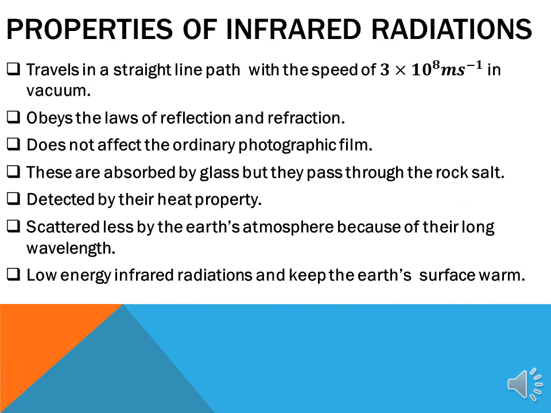Properties of infrared radiations. Infrared radiations travel in a straight line like light with a speed of 3 × 10^8 meters per second in vacuum or air. They obey the laws of reflection and refraction. If a source of heat, say an infrared lamp, is placed at the focus of a parabolic mirror, a parallel infrared beam is obtained. A burning glass focuses the more energetic infrared radiations obtained from the sun on a paper, due to which the paper chars.